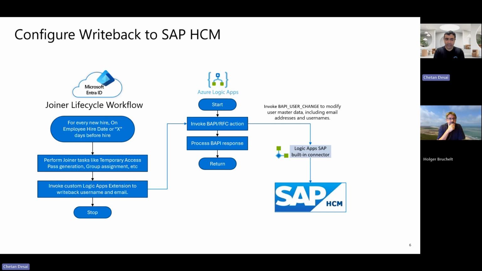So this is a workflow that you can easily configure in Entra ID, where you can set a trigger that for every new hire who is joining on so and so date, you want to perform these actions. So you want to do things like probably send them a temporary access pass that they can use on the first day to log in. Make sure they have the birthright groups assigned, birthright access assigned for their day one. And then as part of that, one of your steps could be, okay, make sure you write this email back to SAP HCM. So that's this step of invoking the custom Logic Apps extension.